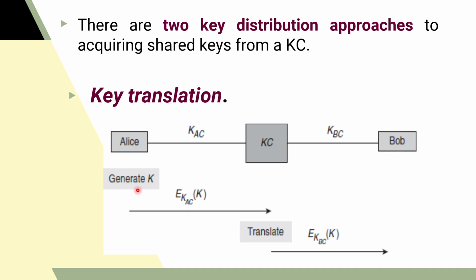So this is the procedure for how you generate the key. K is the data key. It is encrypted using Alice's encryption key and sent to the key center. The key center decrypts it, and after decrypting, encrypts that key once again with KBC, the encryption key of Bob, and sends it to Bob. When Bob receives it, he decrypts it and gets that particular key. This is what we call key translation. In this way you send the data key from Alice to Bob with the help of the key center. The key center acts as a switch. It transfers the key from Alice to Bob.